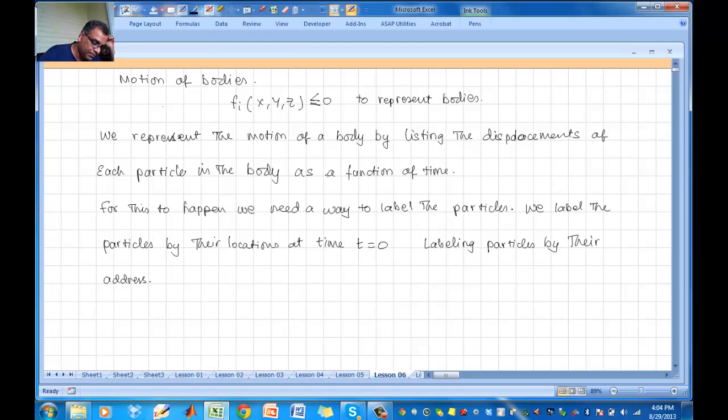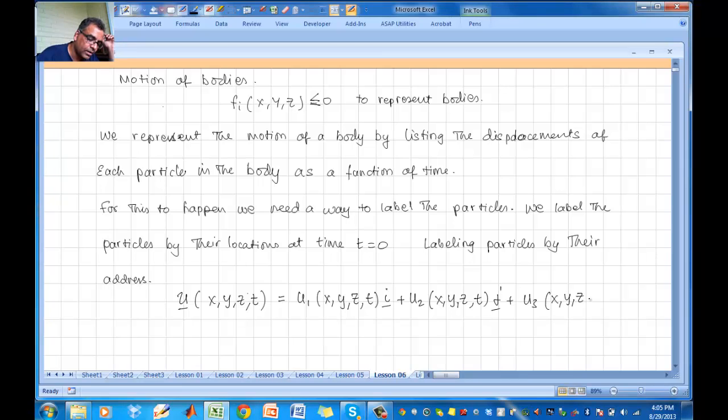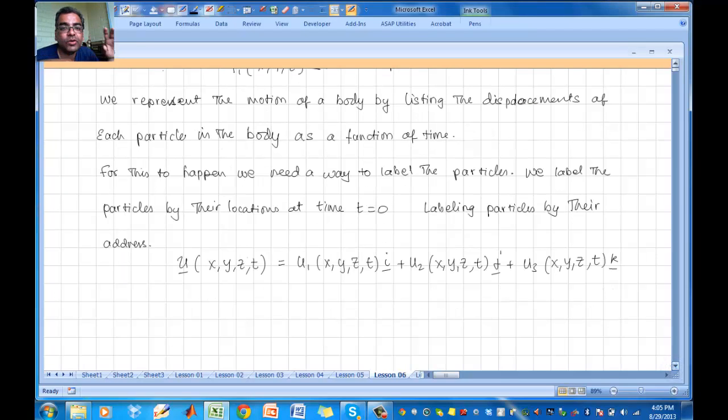So I am going to say the displacement u of x, y, z as a function of time equals u1 of x, y, z, t in the i direction plus u2 of x, y, z, t in the j direction plus u3 of x, y, z, t in the k direction. Of course, I am using Cartesian coordinates for this. Until I state otherwise, we will stick to Cartesian coordinates for quite a while. We can do the same thing for other coordinate systems.